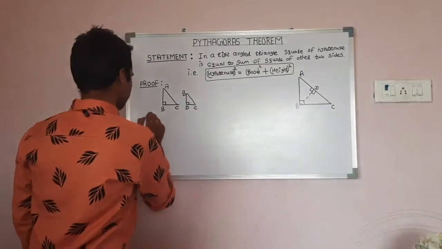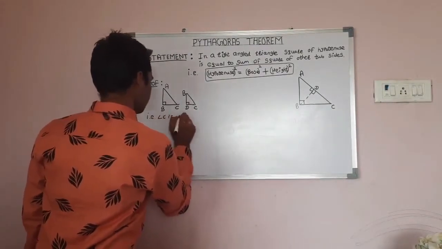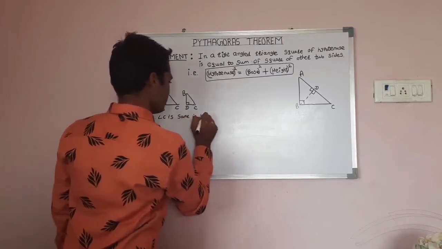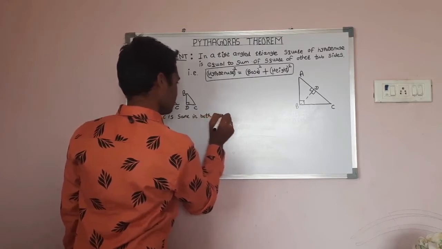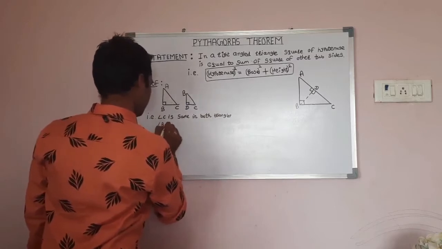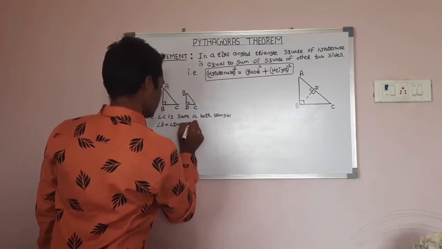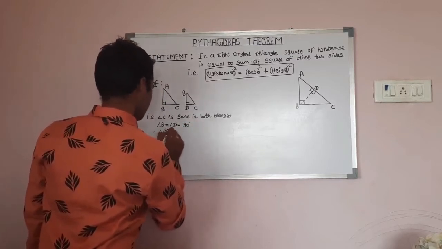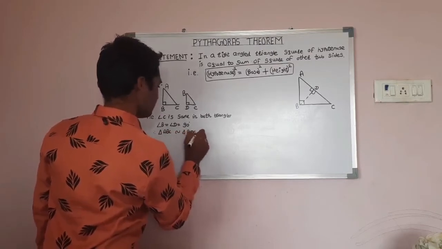That is, angle C is same in both triangles. Angle B is equals to angle D is equals to 90 degree. Therefore, triangle ABC is similar to triangle BDC.